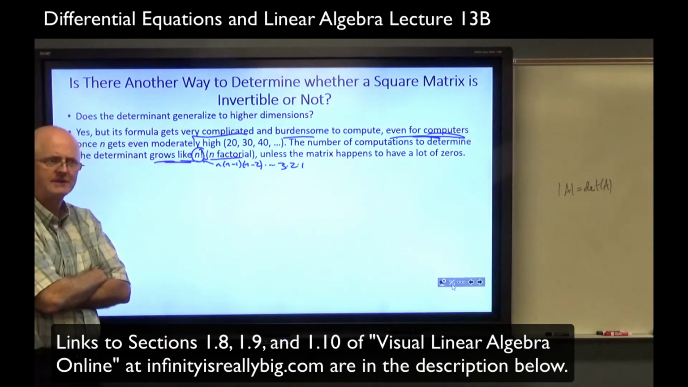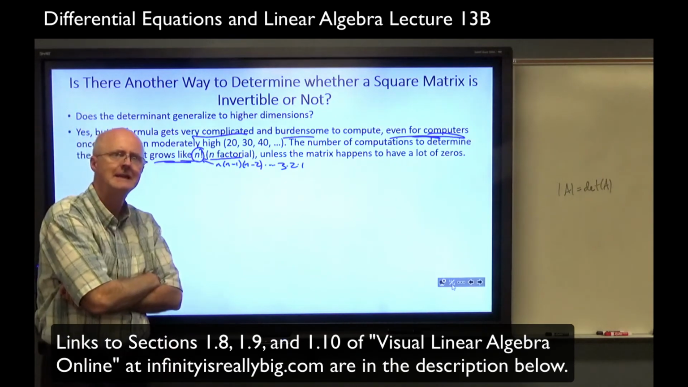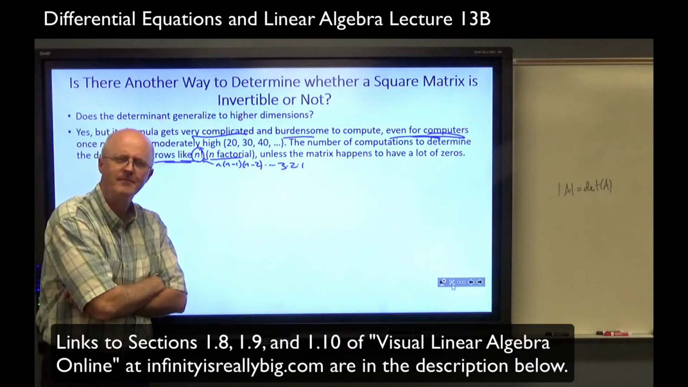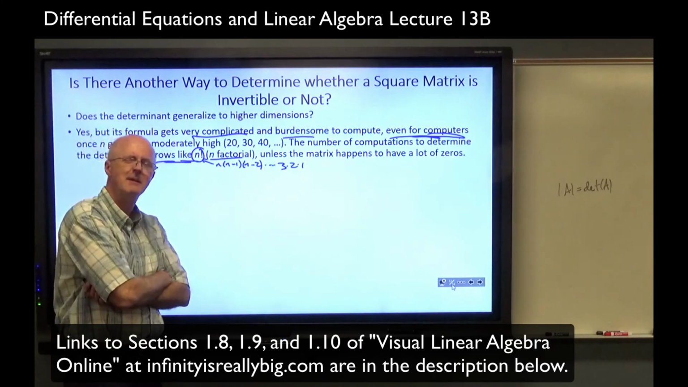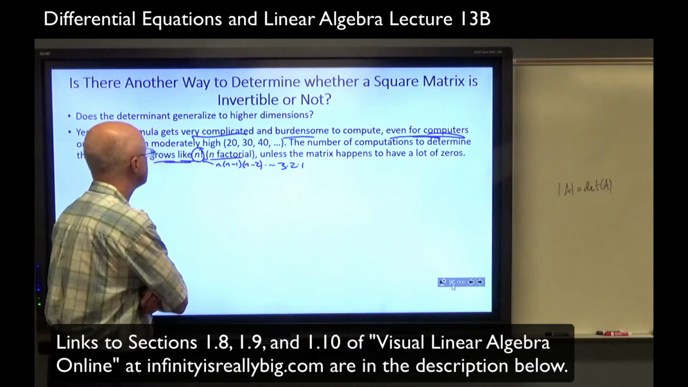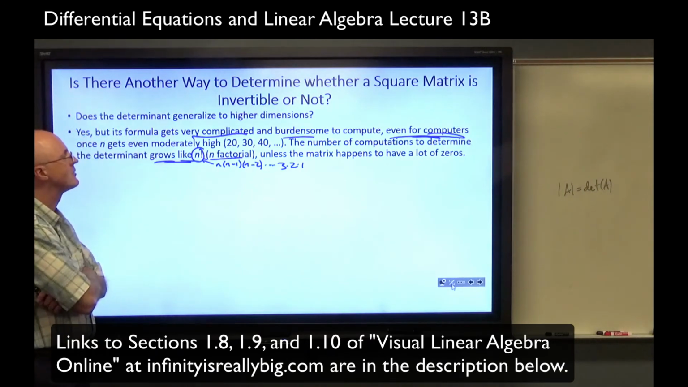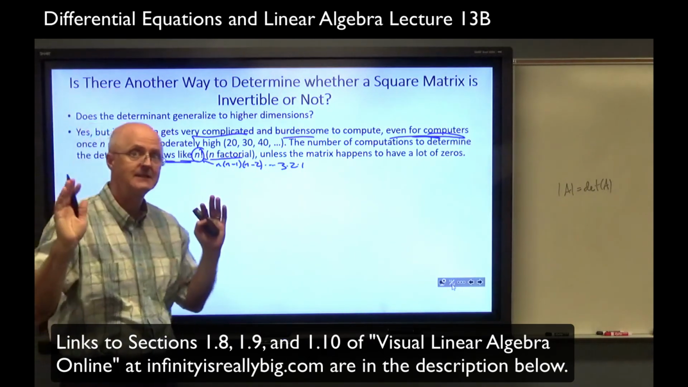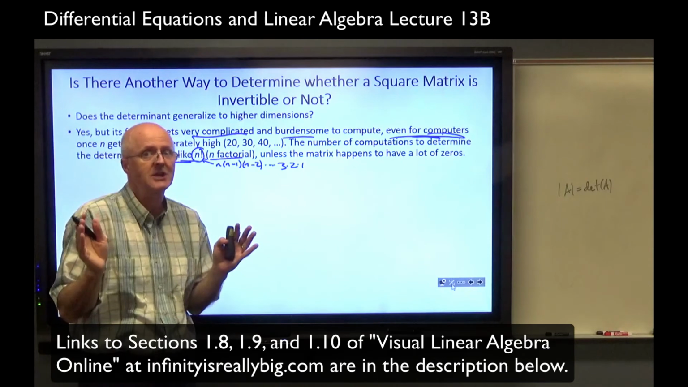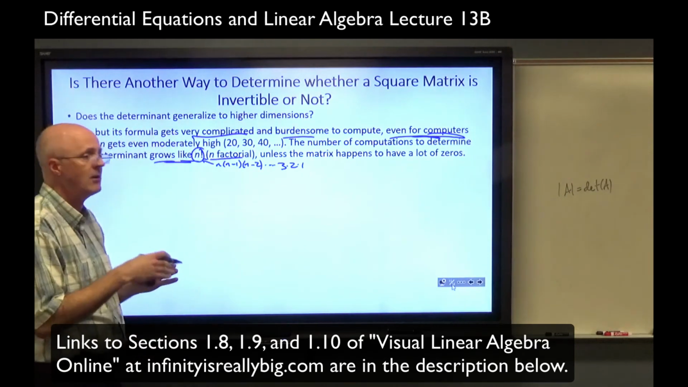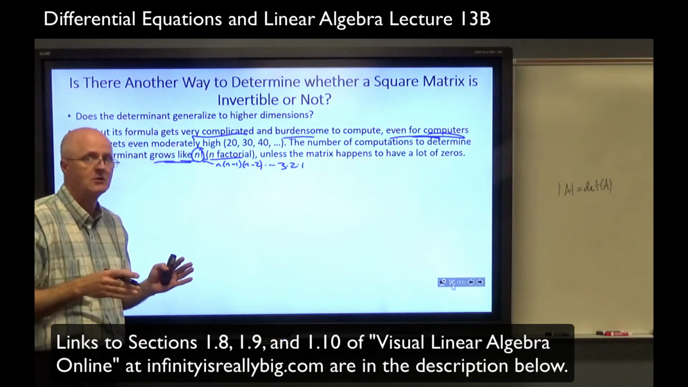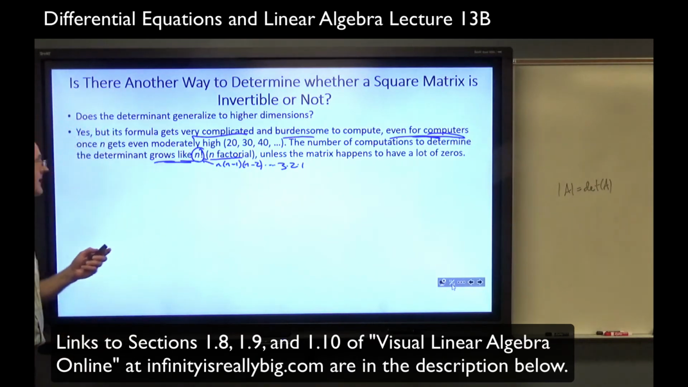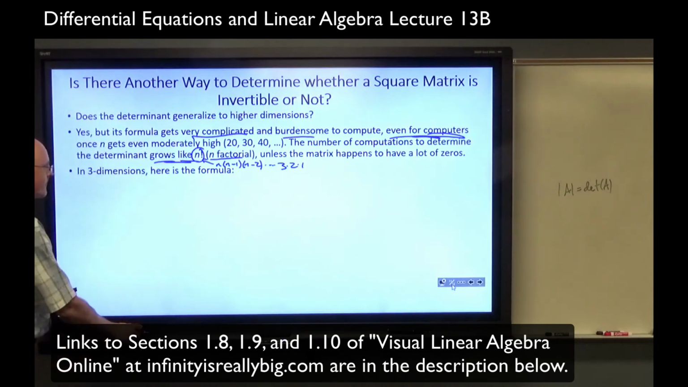10 factorial, if I remember correctly, is already over 1 million. I think it's maybe 3 million, something like that. I'm not positive, but 20 factorial, you're getting into scientific notation for sure. You don't want to even imagine what a Google factorial is, or a Googleplex factorial, or maybe you do. In 3 dimensions, here's the formula for the determinant.